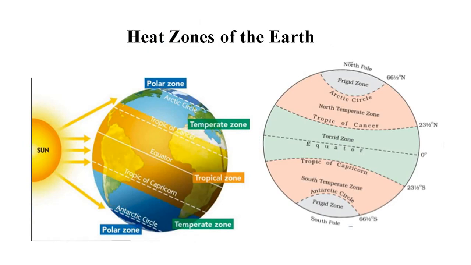Okay students, now we have to discuss the heat zones of the earth. Torrid zone. The torrid zone refers to the area of the earth near the equator. As its name suggests, the torrid zone is generally warm. It is so because this area receives direct rays of the sun.